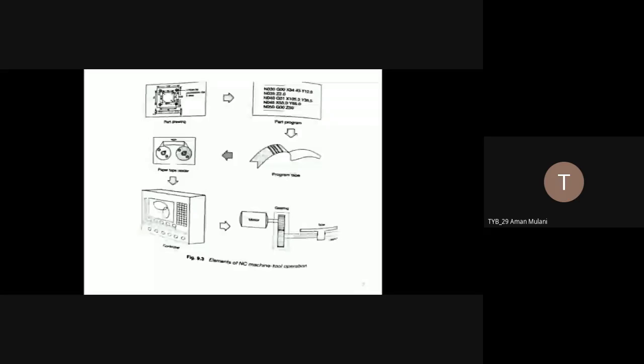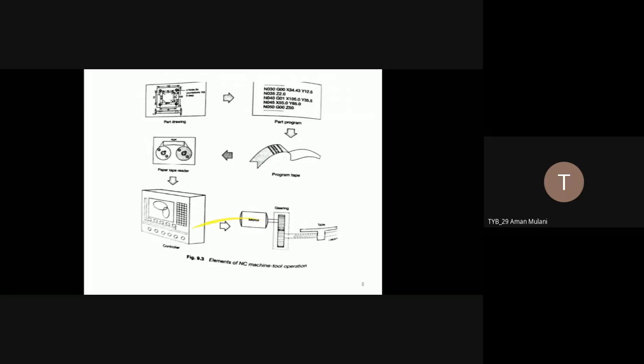Okay, whatever program lines are written on the punch tape will be decoded through the tape reader, and from the tape reader we will pass that signal to the controller, and the controller will pass that signal to the actual drive system. So this is just the overview of any NC machine.